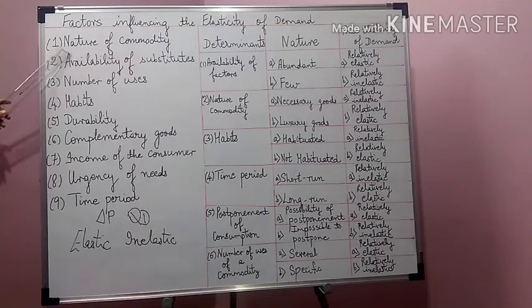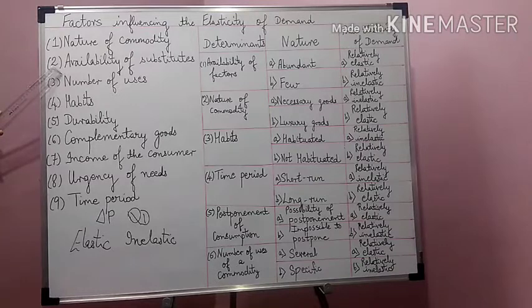First factor is nature of commodity. By nature, we can classify commodities as necessaries, comforts and luxury goods. Demand for necessaries like food grains, medicines, textbooks, etc. is relatively inelastic. And for comforts and luxury goods like cars, perfumes, etc., demand is relatively elastic.